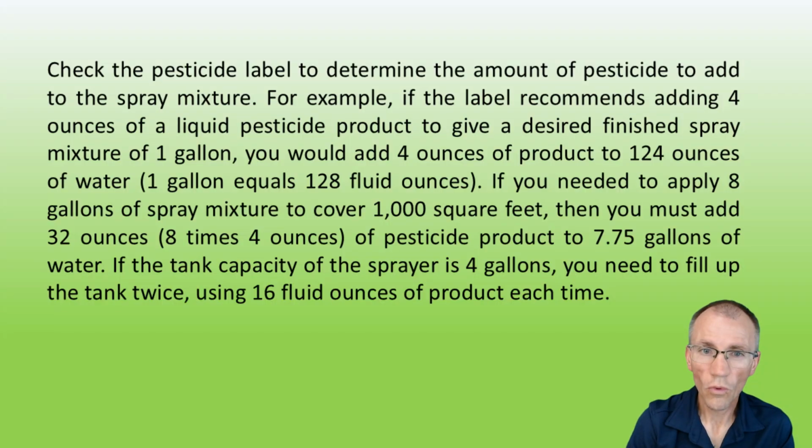We're also going to need to check the pesticide label to determine the amount of pesticide to add to the spray mixture. For example, if the label recommends adding 4 ounces of a liquid pesticide product to give a desired finished spray mixture of 1 gallon, you would add 4 ounces of product to 124 ounces of water. 1 gallon equals 128 fluid ounces. If you needed to apply 8 gallons of spray mixture to cover 1,000 square feet, then you must add 32 ounces, 8 times 4 ounces, of pesticide product to 7.75 gallons of water.